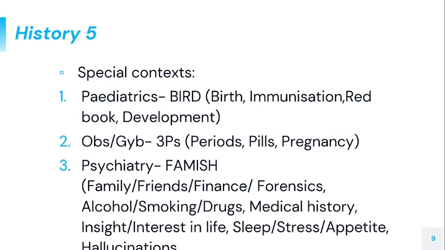Then OBS gynae, you need to ask these three Ps: periods. How are their periods? Regular, irregular? When was the last time they had them? Pills, basically pills includes all manner of contraceptives. Are they on any contraception, and what kind of contraception? Is it an implant? Is it an IUD? Or is it actually a pill? So we're just calling it pills for ease of memory, but it includes also non-pill contraceptives.